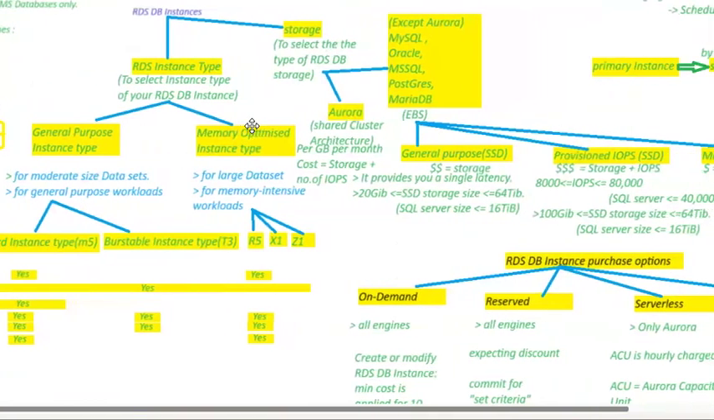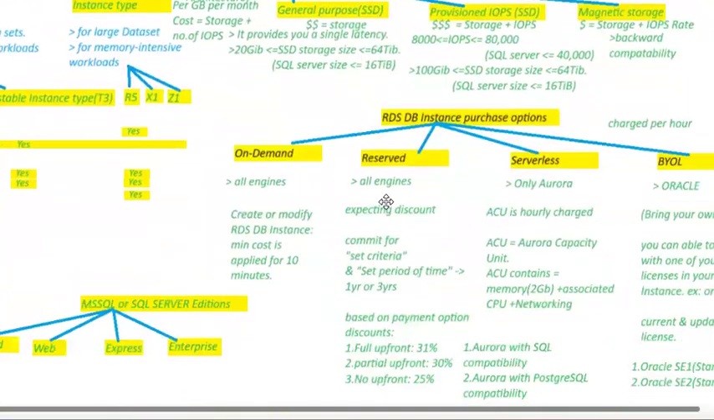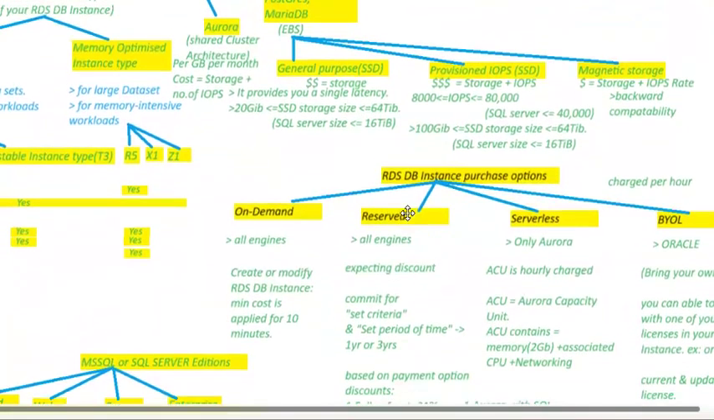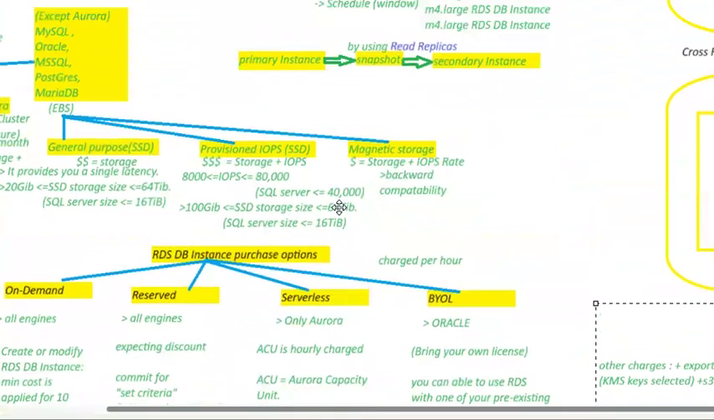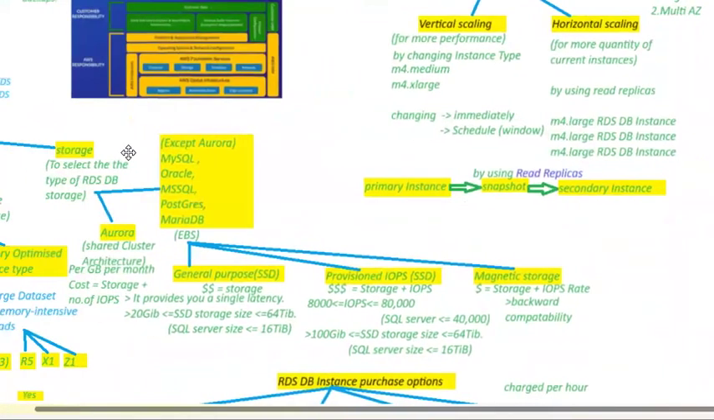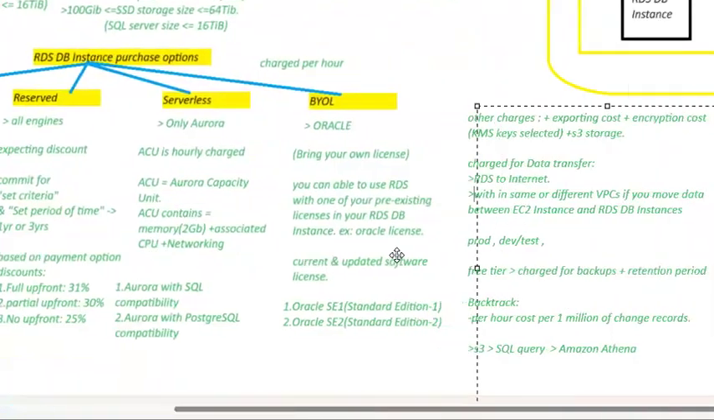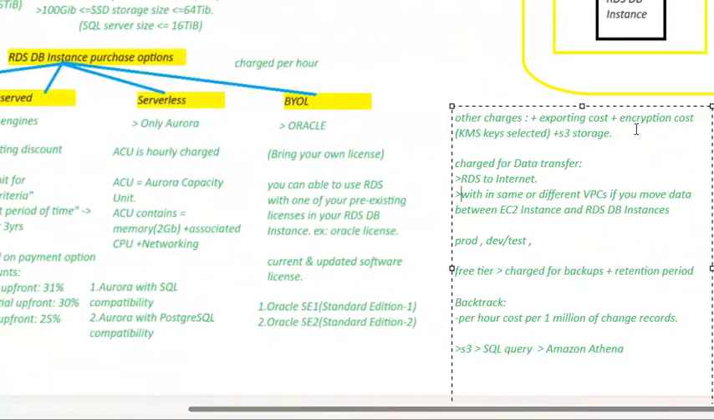For instance types, you will be charged based on your preference. So you have these many options available. And for storage type, you will be charged like this, based on your storage usage. And the other charges you have also seen. And for data transfer, you have seen what the maximum possible charges are.